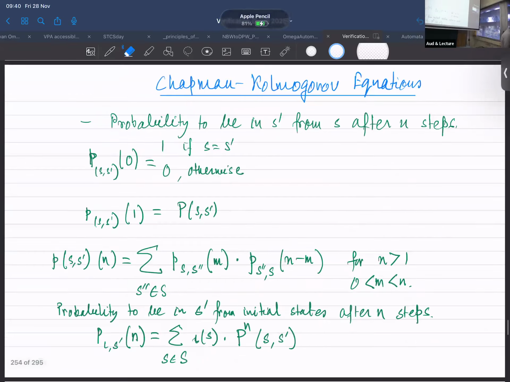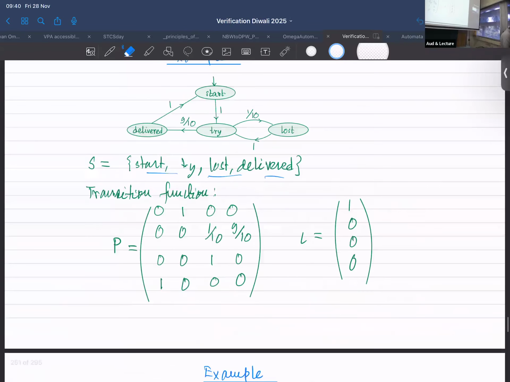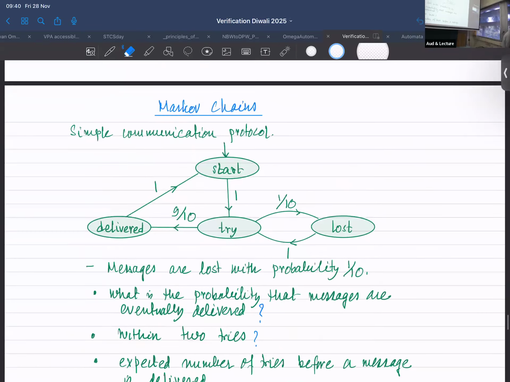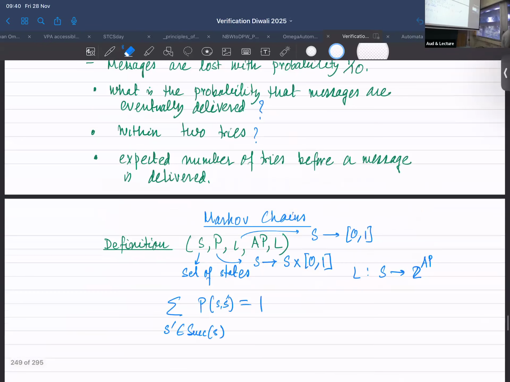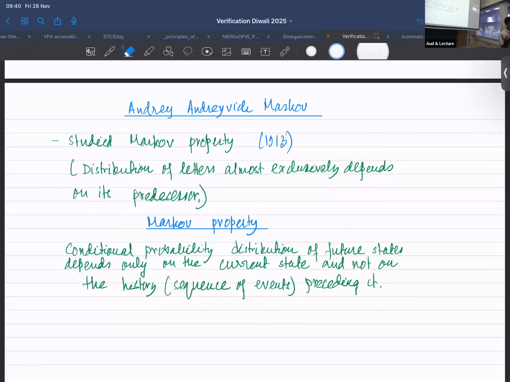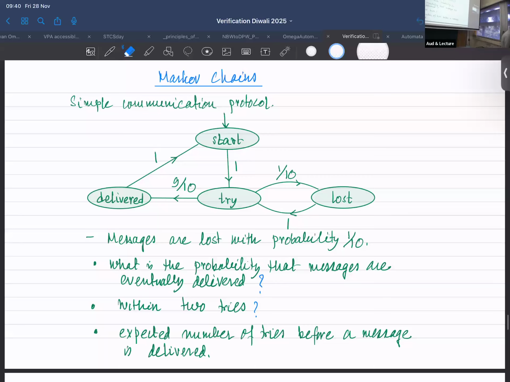Okay, so we were looking at probabilistic model checking. We started with Markov chains. So essentially, what is the Markov behavior? The next state essentially depends on the current state and doesn't depend on the history, right? And that is the Markov property.